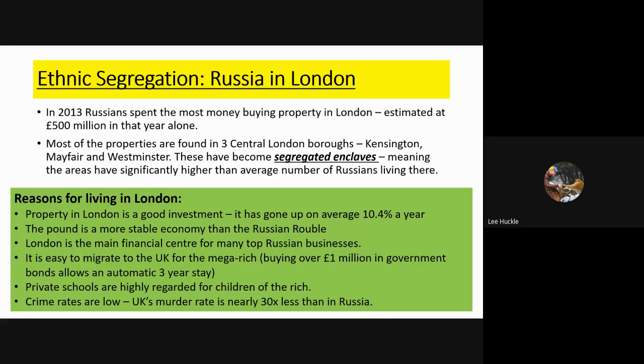And you'd have put together a mini case study example here, looking at ethnic segregation, in particular the Russian oligarchs in London. Where are they? Why are they moving there? How has it created what we call segregated enclaves in particular areas of London like Kensington, Mayfair, Westminster? And then what are the reasons for the Russian oligarchs coming to live, work, and buy property in London? So maybe pause this again, have a look at this information and revisit it in your class notes.